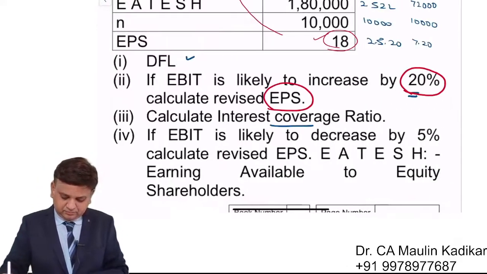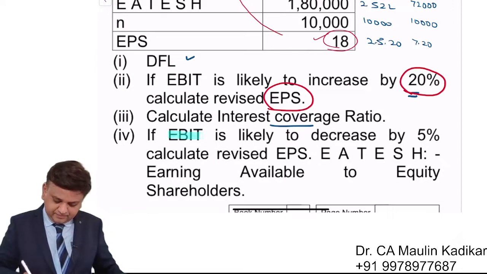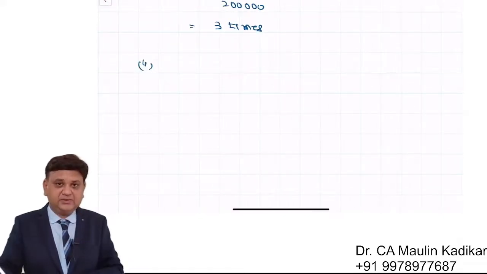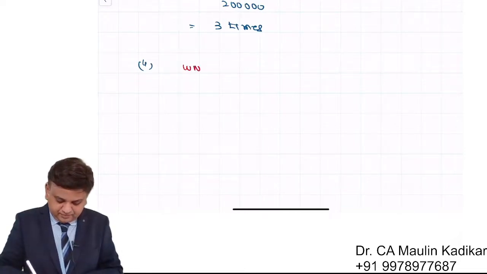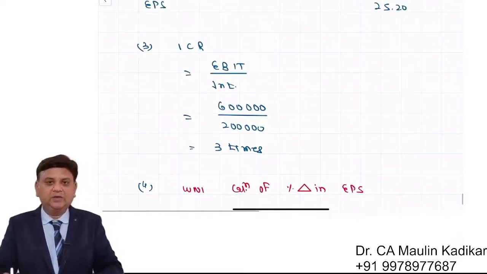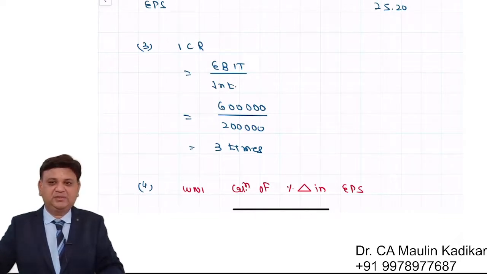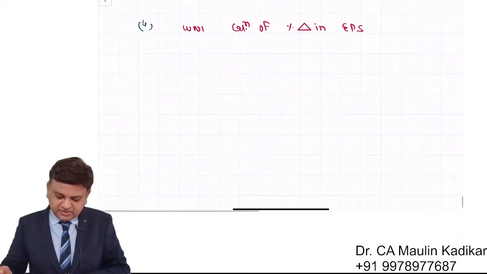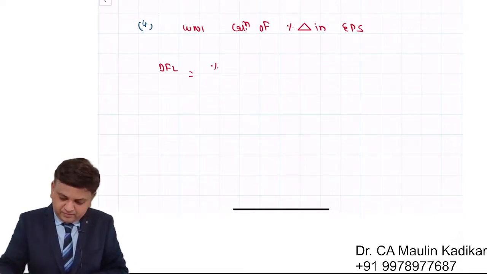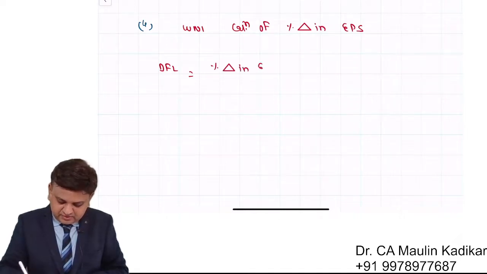Fourth question, if EBIT is likely to decrease by 5%, calculate a revised EPS. So there is an expected fall. Then in that case, what is the revised EPS is the question. Let us answer. Working note number 1. Calculation of percentage change in EPS. First of all, you may try to answer and put your answer in the chat box. So over here, percentage change in EPS can be found like this. Degree of financial leverage is equal to percentage change in EPS for every 1% change in EBIT.